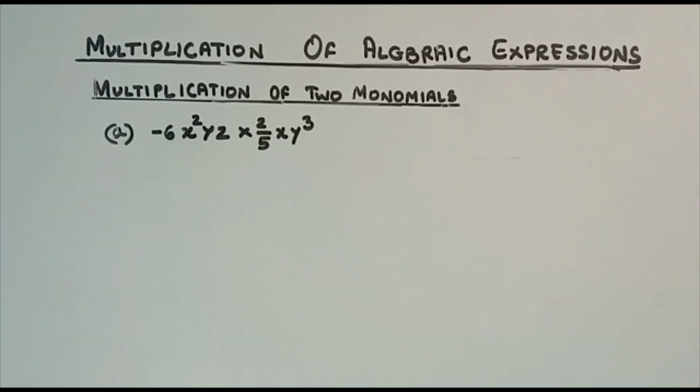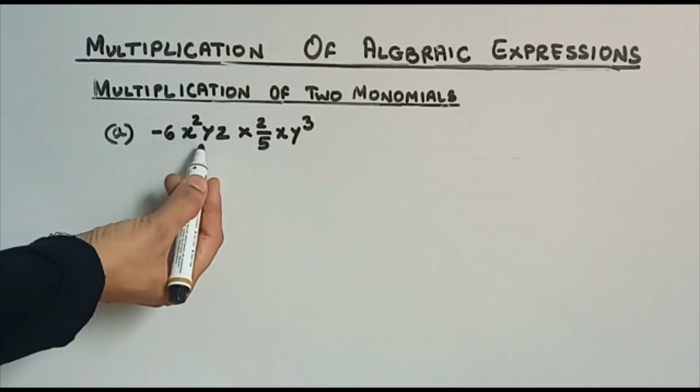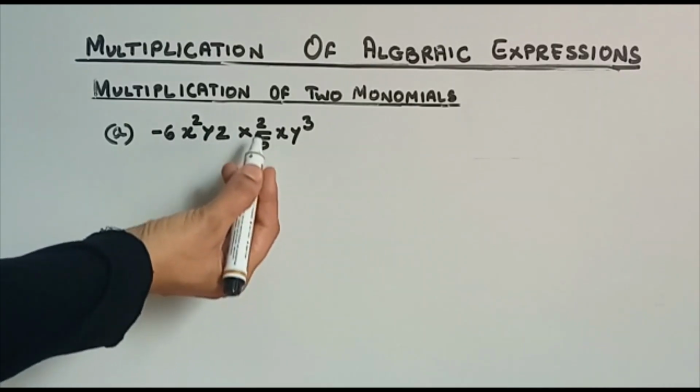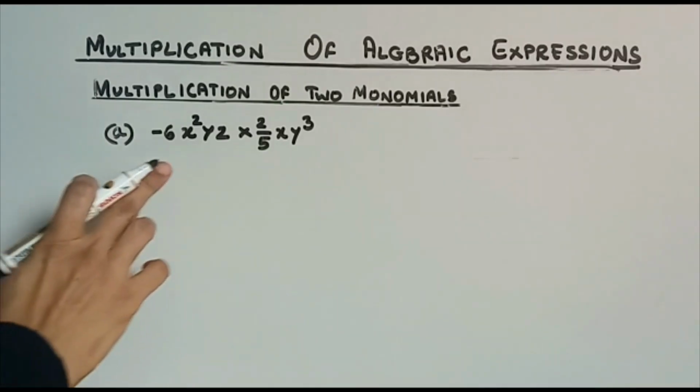We are going to do the same topic, algebraic expression, but the next part of it, which is multiplication. We have already done addition and subtraction. Now we'll do multiplication. So how to multiply two monomials? See, our question is minus 6 x raised to 2 yz into 2 by 5 x y raised to 3, and we have to multiply this.